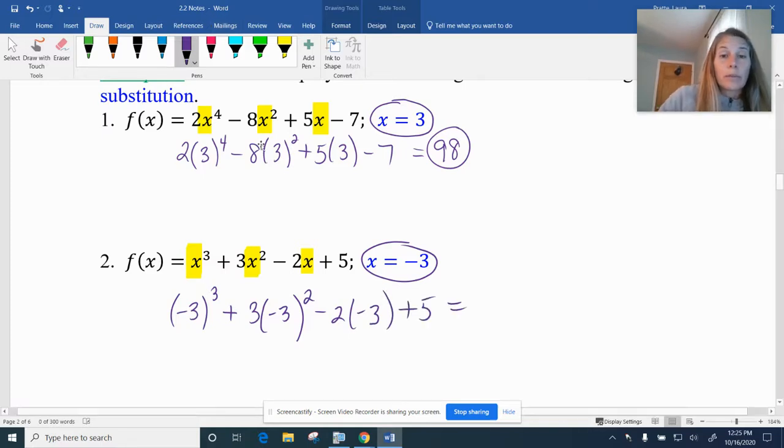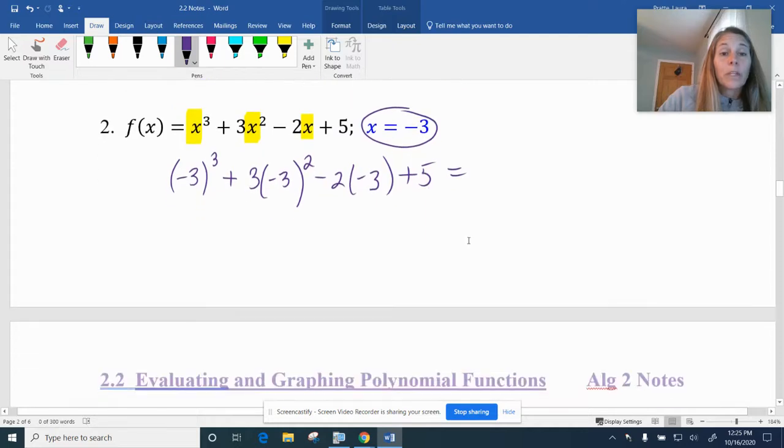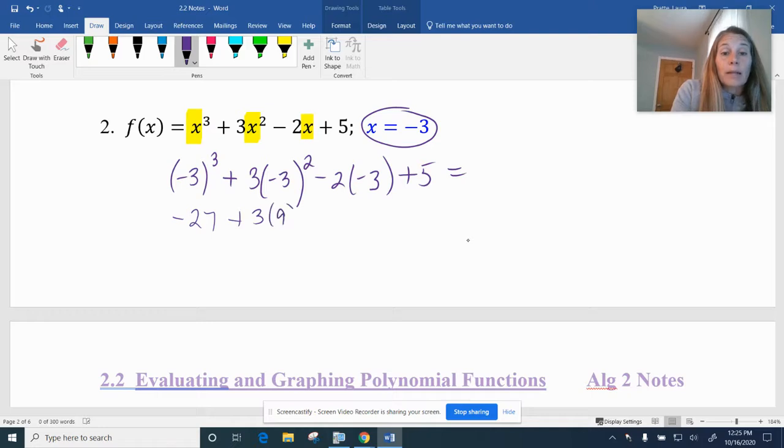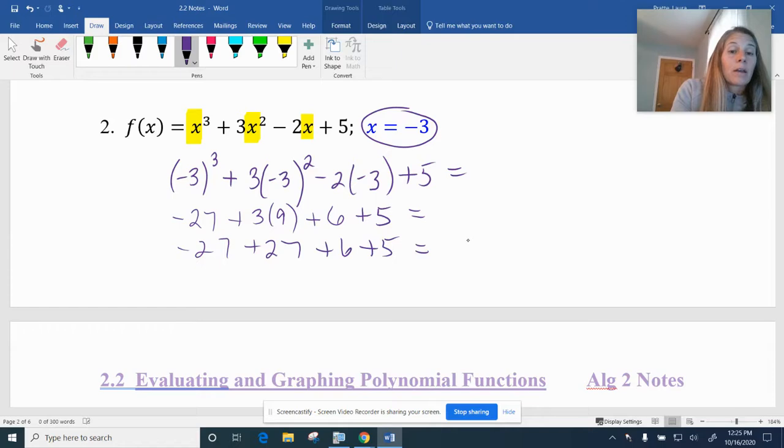So if I were doing this particular problem here, if I were not using my calculator, I know negative 3 to the 3rd is negative 27. Then I would have negative 3 squared, which is actually positive 9. Then over here, 2 times negative 3 is negative 6, but I'm subtracting it, so that would make it positive. So now I have negative 27 plus 27 plus 6 plus 5. Those 27s cancel, and I get 11.